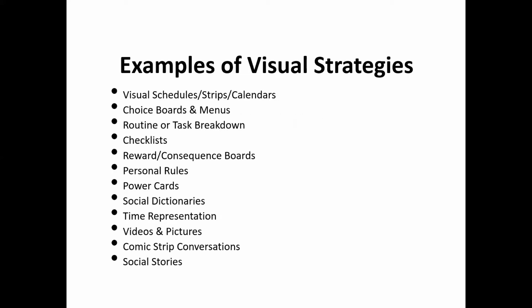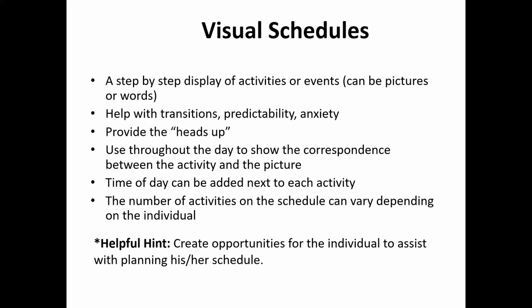And here are some examples of visual strategies. So visual schedules, strips, calendars, using choice boards, having a routine or task breakdown, having a checklist, a rewards board or consequence board, having a list of personal rules, power cards, social dictionaries, time representation, using videos or pictures, comic strip conversations, and social stories. We'll go through some examples of some of these and the most common types of visual strategies that are used.